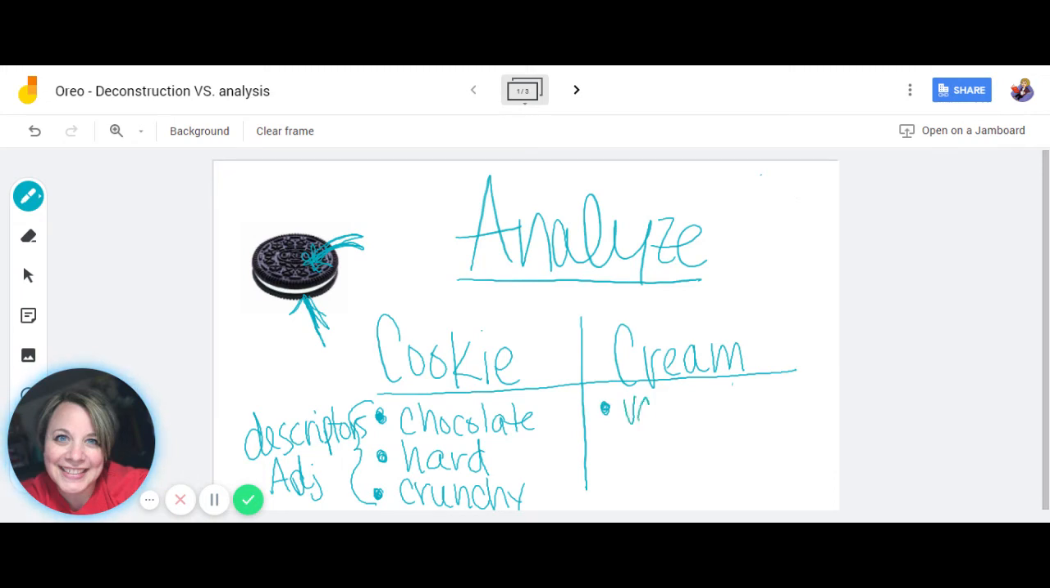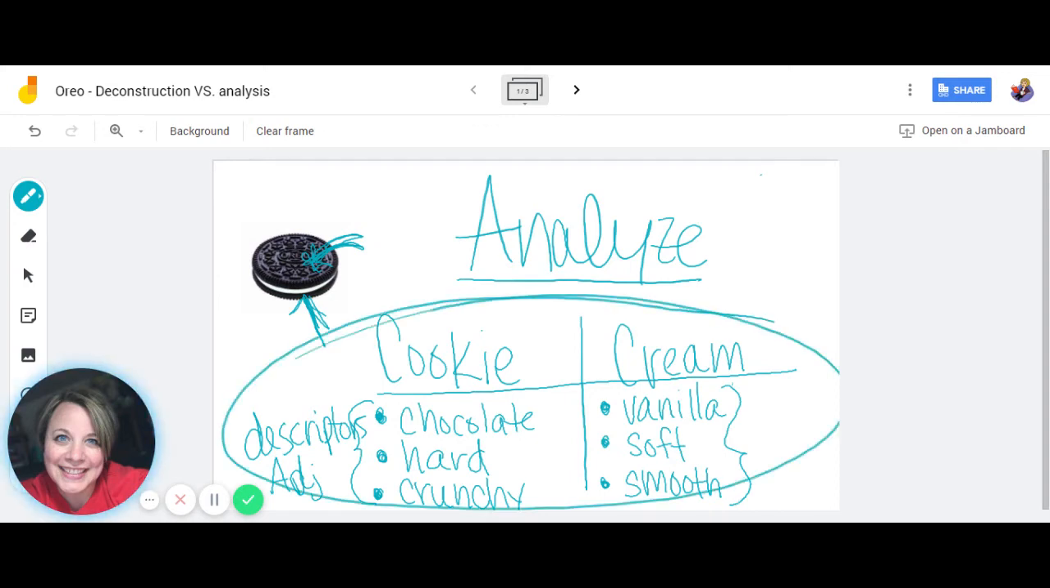So let's look for some descriptors with the cream, okay? Well, the cream is supposed to be vanilla flavored. It's kind of an odd vanilla. It never tasted like vanilla to me, but the cream is very soft, okay? A lot of people like to break the cookie open and then scrape the cream off with their bottom two teeth because it's really soft. You can do that. And it is smooth in texture. Okay, so now we have these same descriptive adjectives for the cream. This right here is basic analysis. All right, basic analysis.